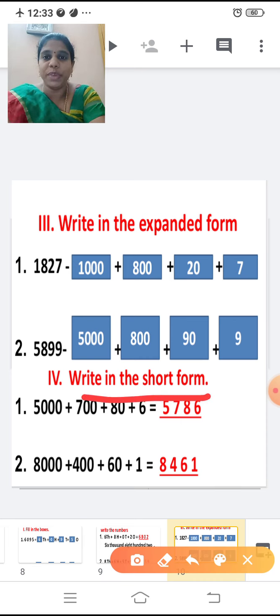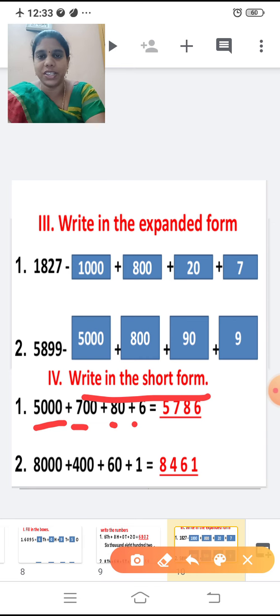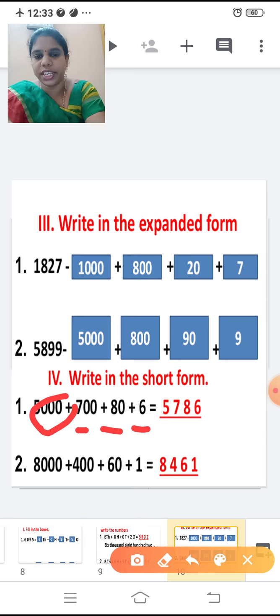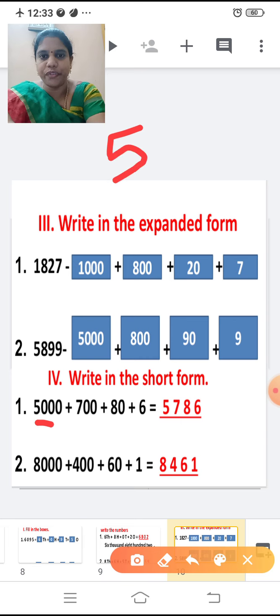I think you all know what you mean by short form, right? We are going to write only the face value of the digits. Shall we write? First one is 5000 plus 700 plus 80 plus 6. What is the face value of 5000? Face value is the value of the digit itself, right? So the digit is 5.